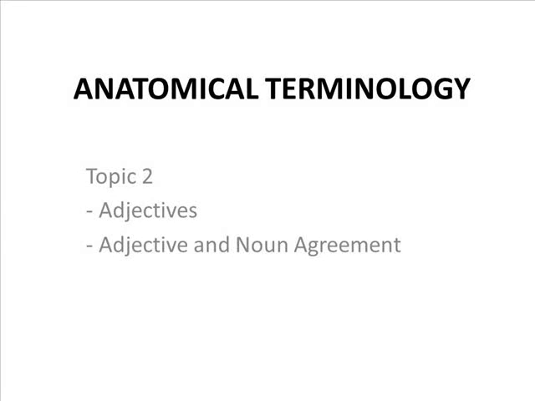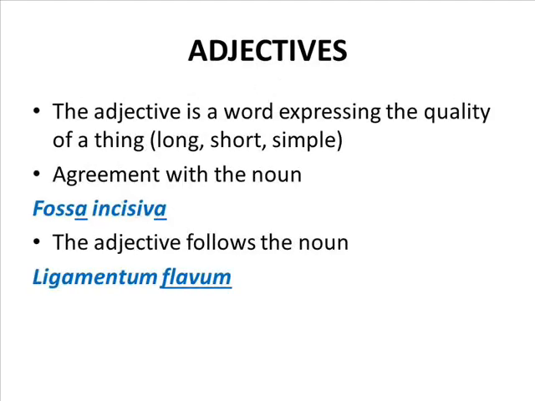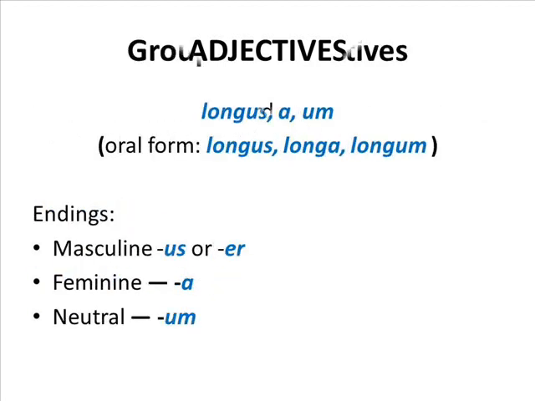In the second topic of the course Anatomical Terminology, the following topics will be studied: adjectives, adjective and noun agreement. The adjective is a word expressing the quality of a thing. Latin adjectives always have grammar agreement with their nouns, that is, a noun and an adjective must have the same gender, case and number. The adjective follows the noun.